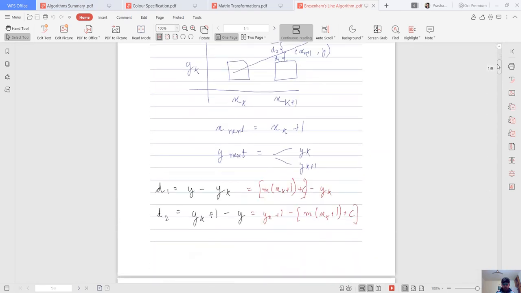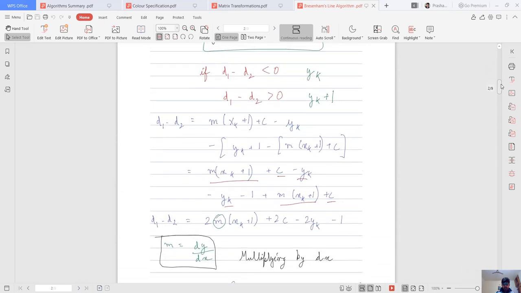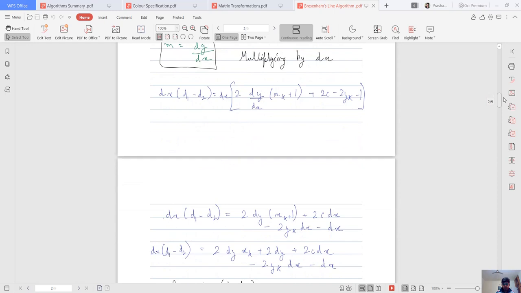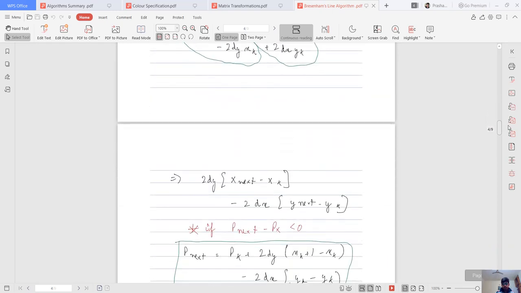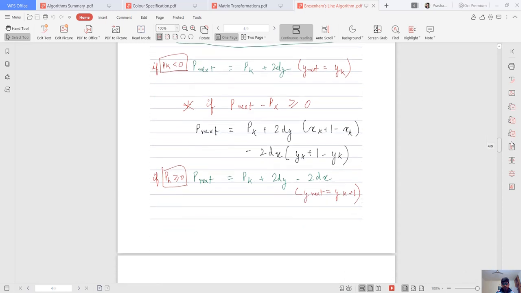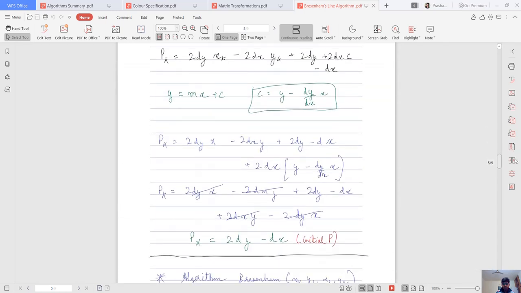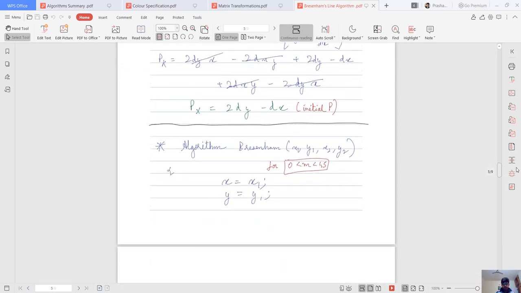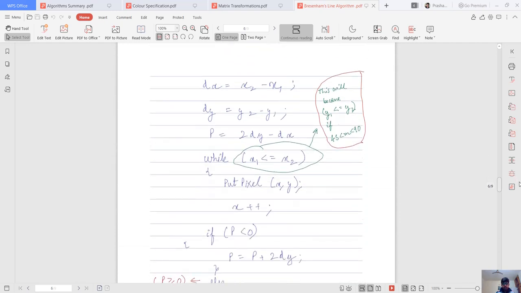The derivation is quite long. I'm not going to explain every bit of the derivation here, because that is not the objective of this video. This is the derivation. If you want to take a screenshot, you can take the screenshot while I am scrolling it down.